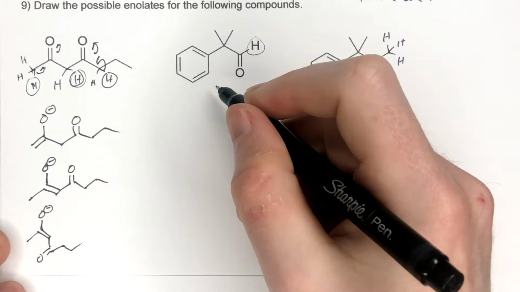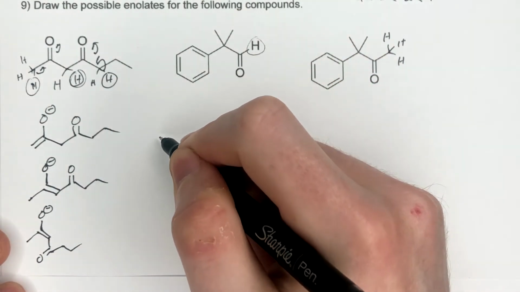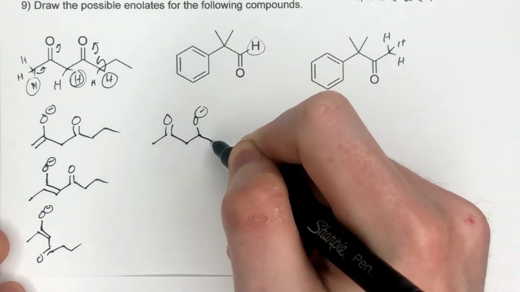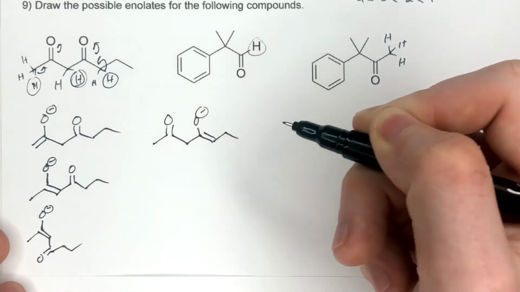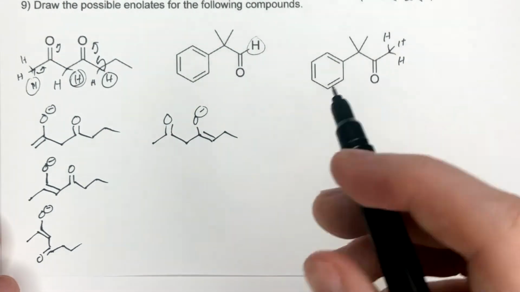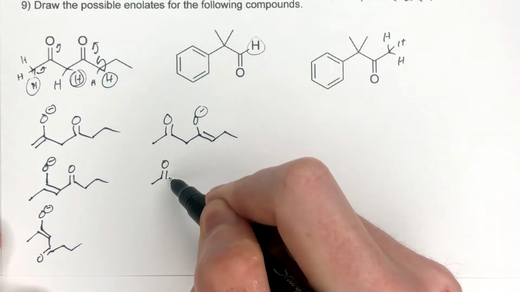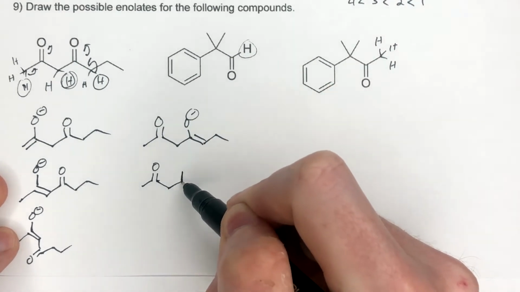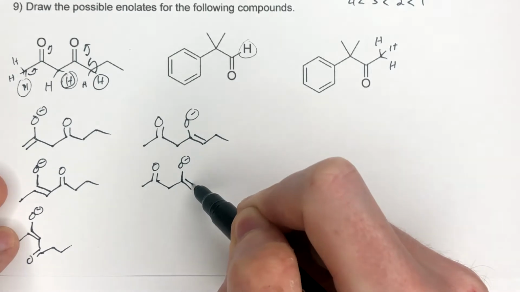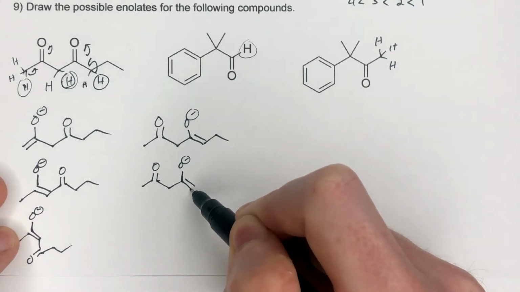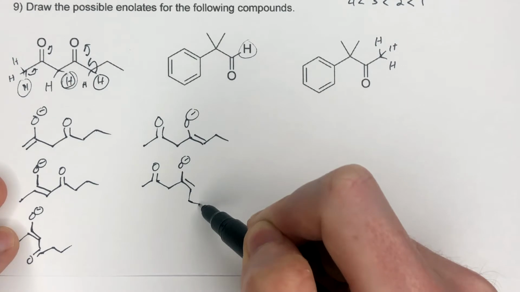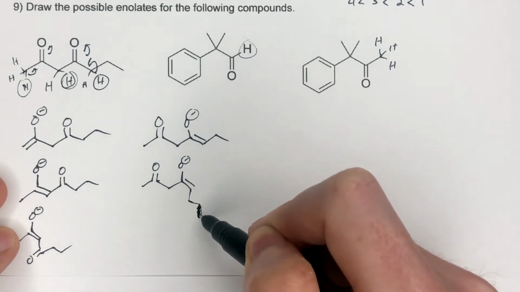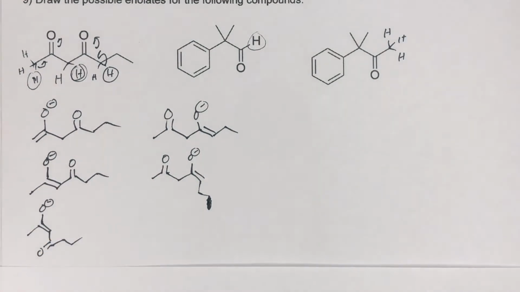So since this one doesn't have any, I'll move over here a little bit to draw this. So this one is cis. And then this one would go down here. Oops, one too many carbons. So that would give you the trans.